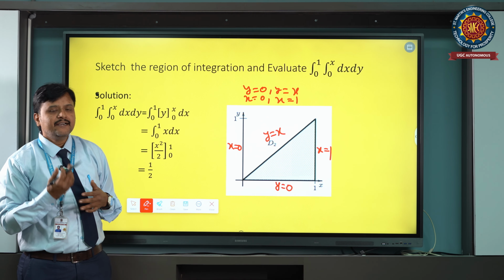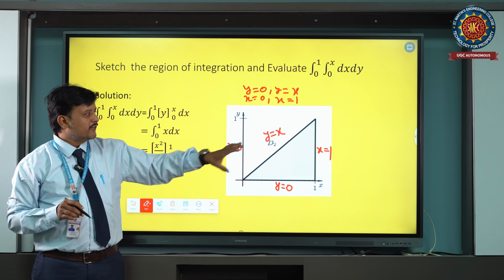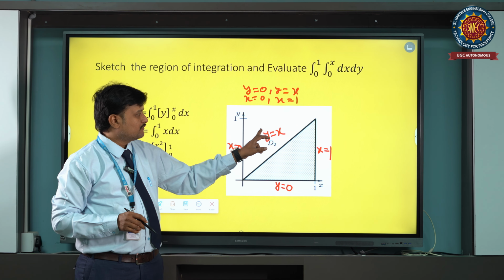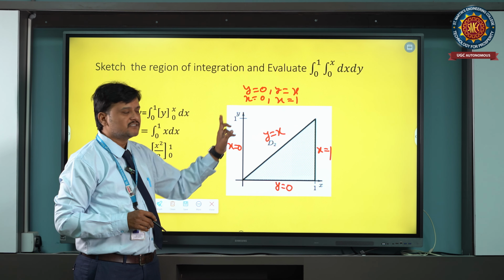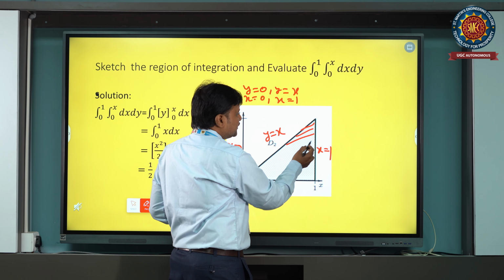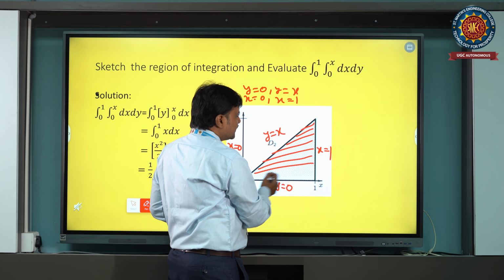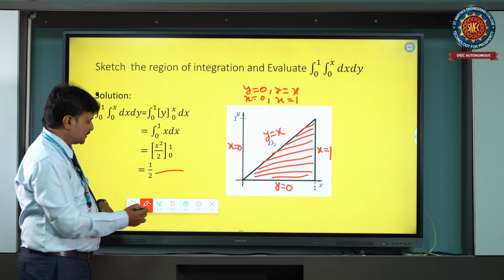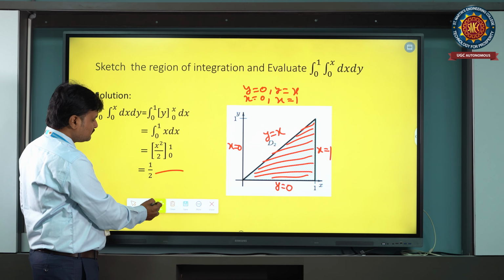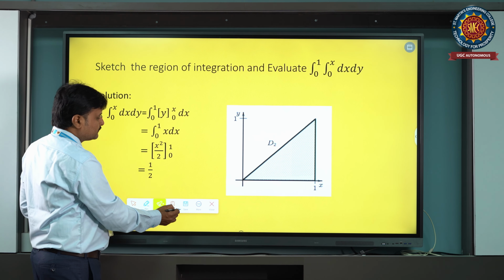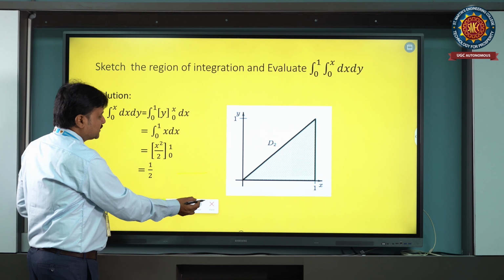Now you can identify the region which is bounded by these four lines: y is equal to 0, y is equal to x, x is equal to 0, x is equal to 1. So this is the required region of integration. Okay, so coming to the next slide.